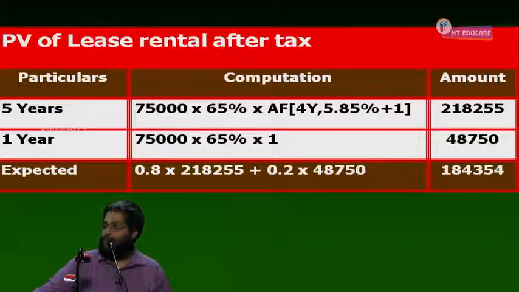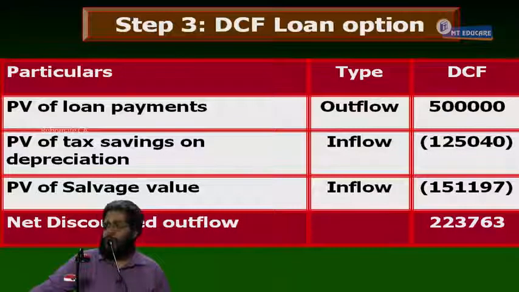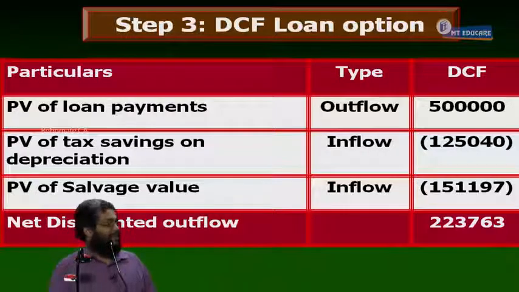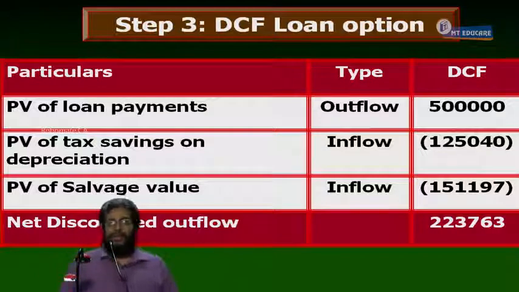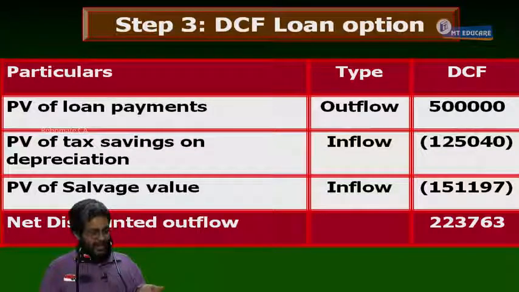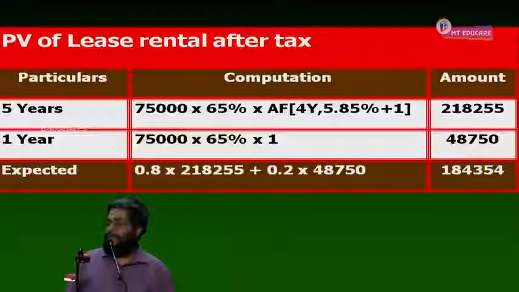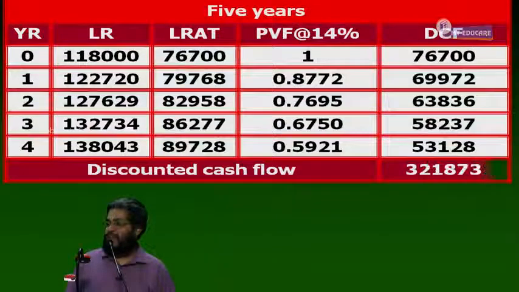And the financial lease is going to be how much here? 184. And what is the first option here? 223. What is the lowest here? Second option. Write it down: financial lease results in least outflow, hence should be selected.